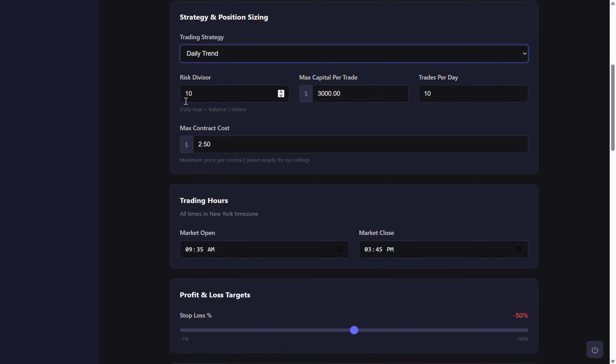Risk divisor is basically how much of your account you would like to trade per trade. So this is your account divided by this number. Okay, so that when a trade comes in, if you have, say, $1,000 and you divide it by 10, it's going to take a $100 trade on that. That's the max it'll take. Or if you have $10,000, it'll take a $1,000 trade, etc. So this is the max capital per trade.